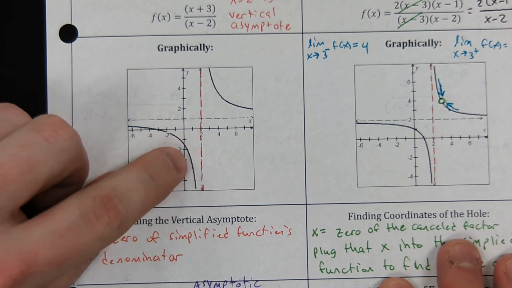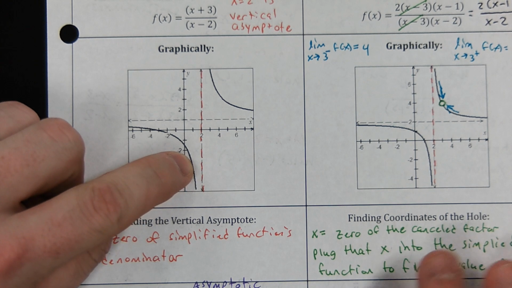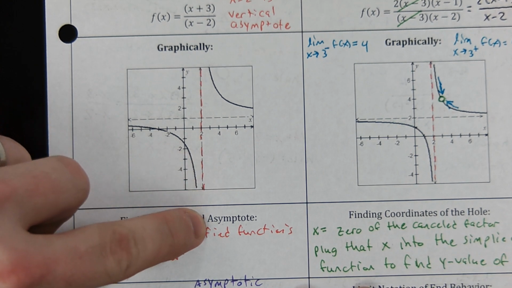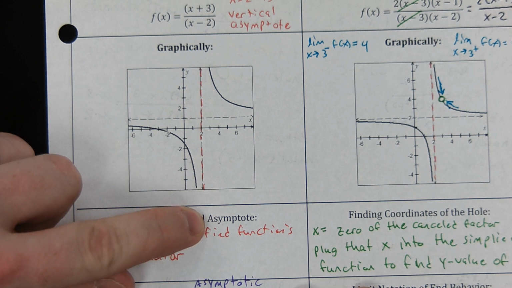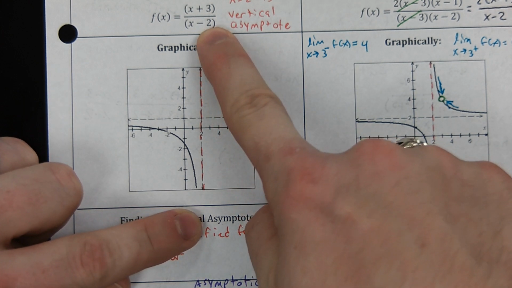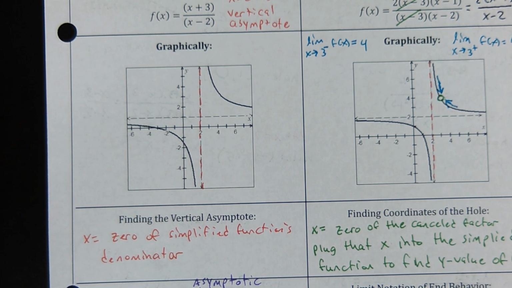On the left side of this red dotted line, do you see that as I get closer and closer and closer, this goes further and further down? This is approaching negative infinity on the left. This is approaching positive infinity on the right. At all vertical asymptotes, graphs will go to an infinity, always.